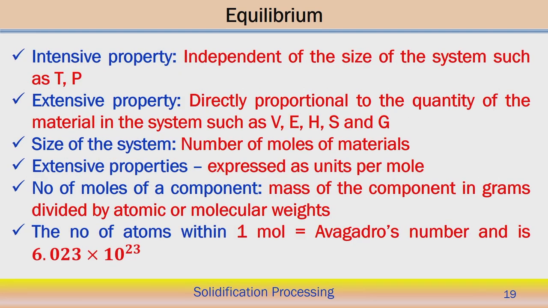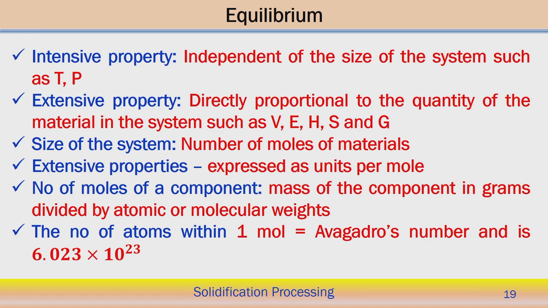Overall, you can see the different properties we have explained: the intensive property and the extensive property. I am summarizing all these properties. Intensive properties are independent of the size of the system, such as temperature and pressure. Extensive properties are directly proportional to the quantity of material in the system. For example, volume, internal energy, enthalpy, entropy and Gibbs free energy are all extensive properties. We can define the size of the system either by volume or by the number of molecules of the material; in both ways we can define the total size of a particular system.